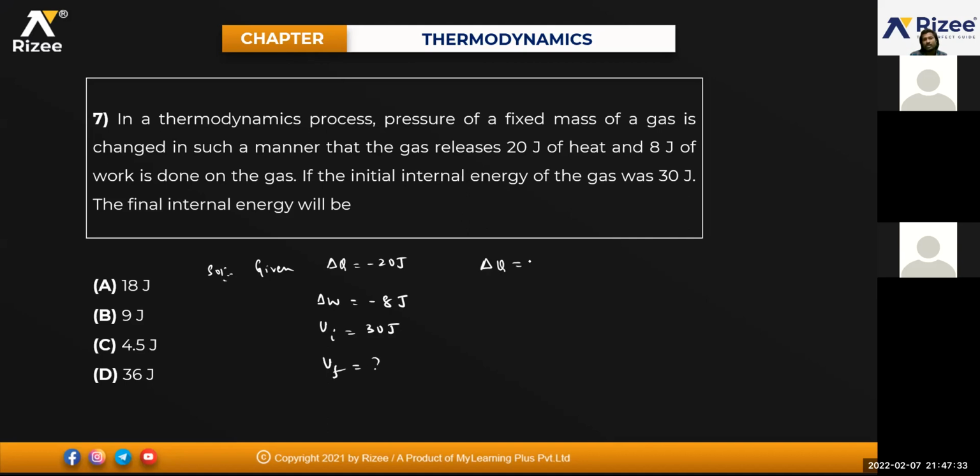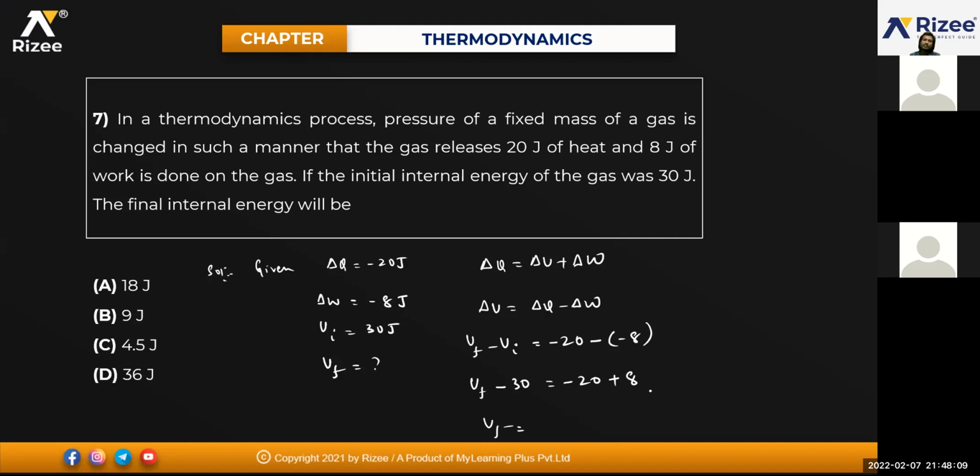We know the formula, delta Q is equal to delta U plus delta W. So delta U will be equal to delta Q minus delta W. So U final minus U initial is equal to delta Q, which is minus 20, minus delta W, which is minus 8. U initial is given as 30. That is equal to minus 20 plus 8. So U final will be equal to 18 joules. Clear?